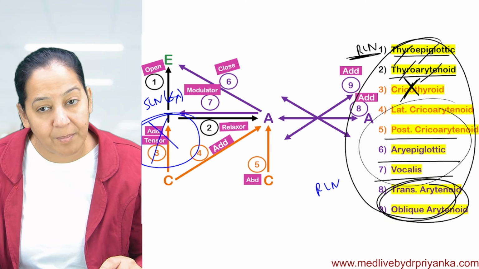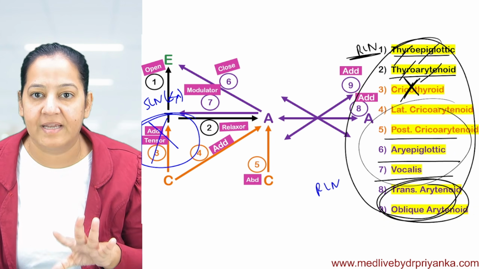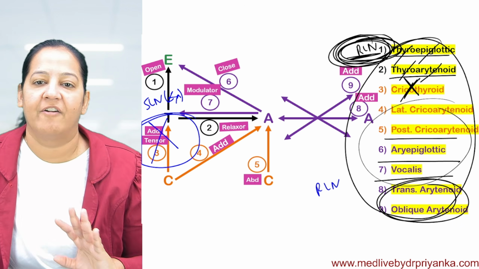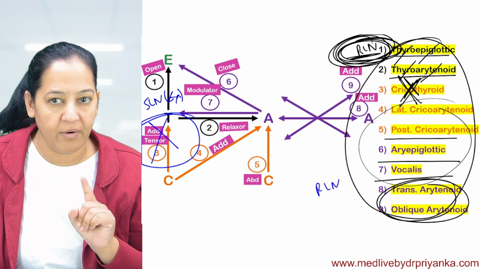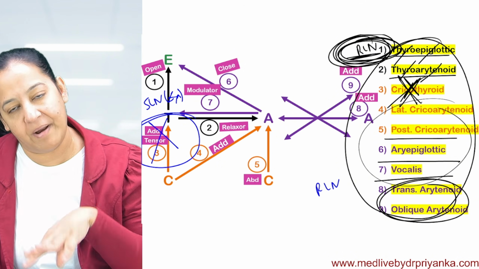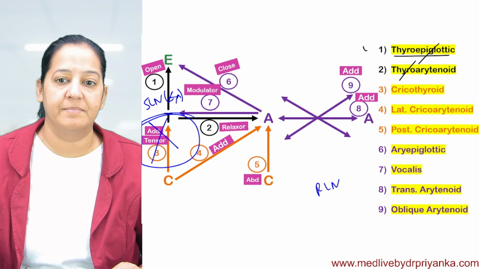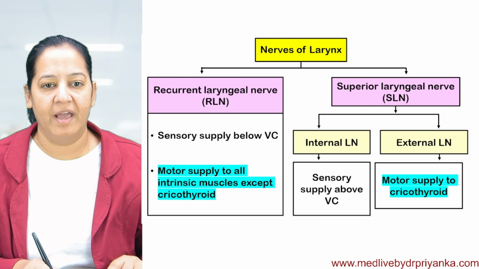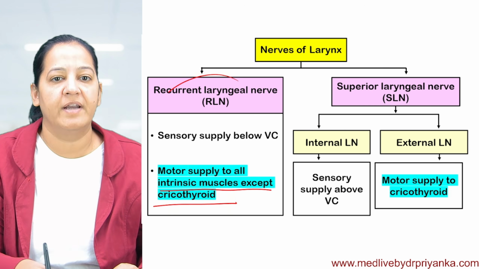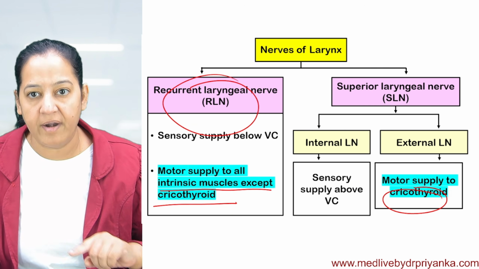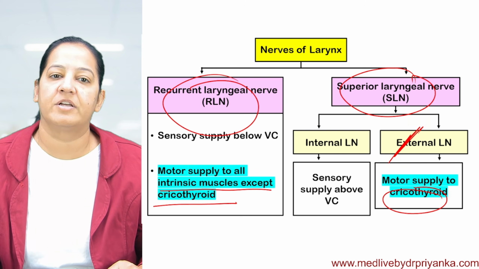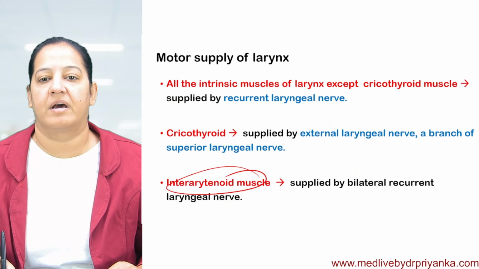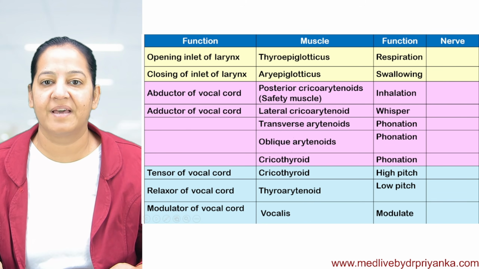But these two are supplied by both right and left, because they are in the center. They're supplied by RLN only, but right and left both. Except cricothyroid. The cricothyroid is not supplied by RLN. It is supplied by SLN. I hope you got what I'm saying over here. Same thing is written. So motor supply: all intrinsic muscles except cricothyroid are supplied by RLN, and the cricothyroid is supplied by SLN, the external branch of the SLN. And interarytenoid is supplied by RLN only, but bilateral RLN. It's right and left both RLN because they are in the center.